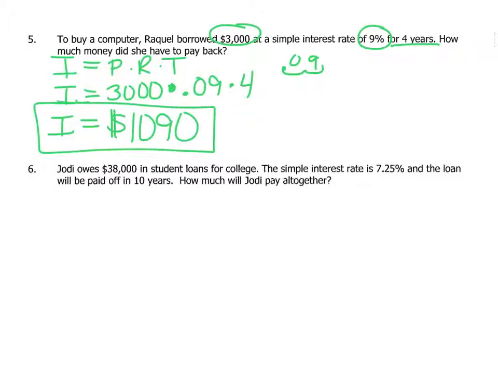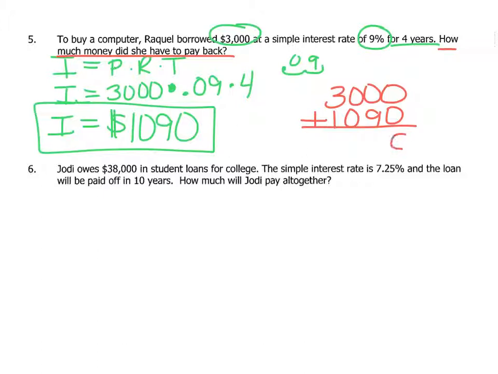Now the question in this case is how much money did she have to pay back? So we don't have to add this to the principal. Oh, wait a minute, how much money did she have to pay back? So in this case, she started with the $3,000 loan. Of course, she had to pay that amount back, but she also had to pay back the interest that was earned. So she ended up having to pay a total of $4,080.